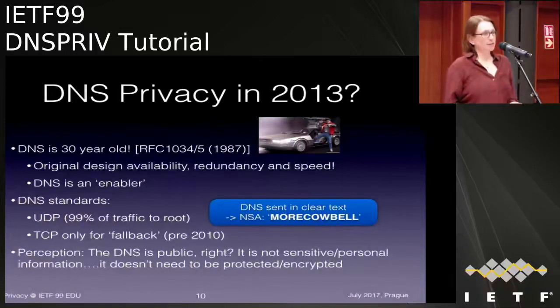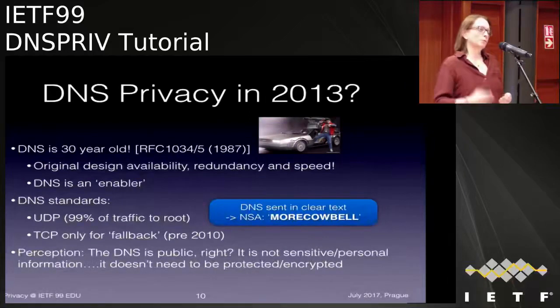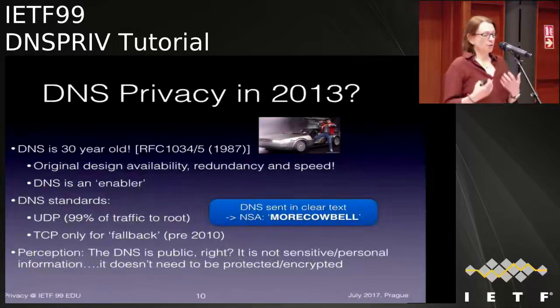As you well know, the standards for DNS originally said use UDP, and they used TCP only as a fallback mechanism when responses were large. As a result, for the past 30 years, all DNS queries have gone clear text over the wire. So this became very evident, how easy we were making it for organizations to do mass surveillance, because they didn't have to go and talk to operators. All they had to do was sniff the wire and they could see everything that was going on.